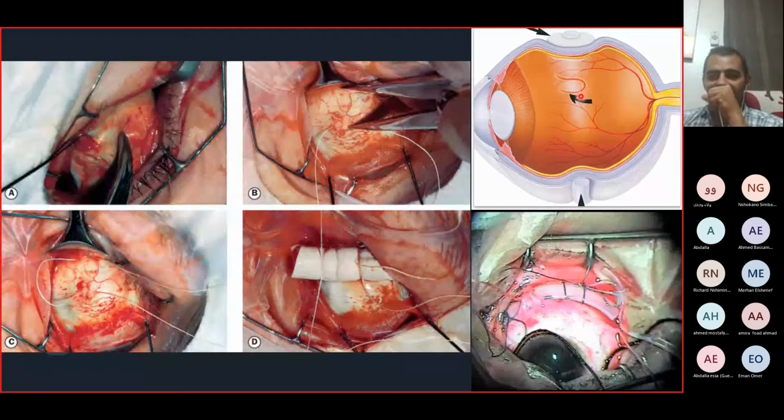Okay, do you understand the idea of the scleral buckle? And you use that if you believe that the pneumatic retinopexy will not be enough to close the break. You want to do a scleral buckle at that time.